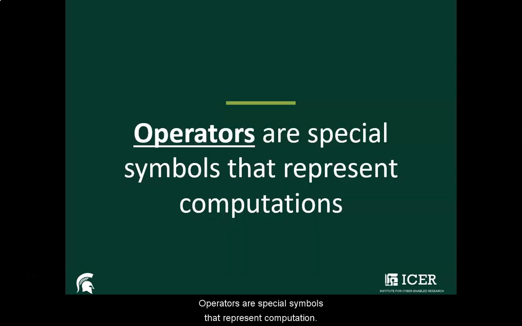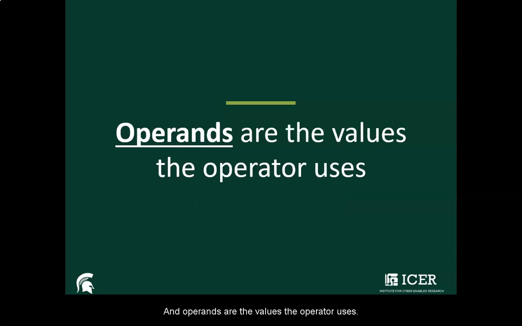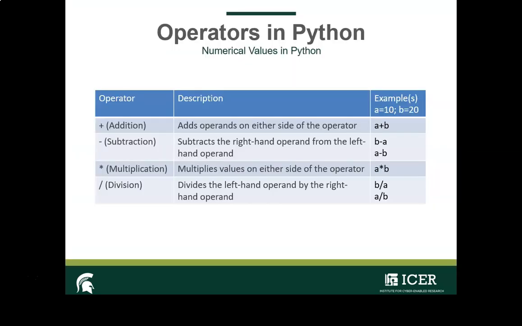Operators are special symbols that represent computations, and operands are the values the operator uses. So the operators used in Python are standardized based on mathematical operations. You should have seen a plus sign for addition, minus sign for subtraction, an asterisk for multiplication, and a slash for division at some point in your mathematical education.